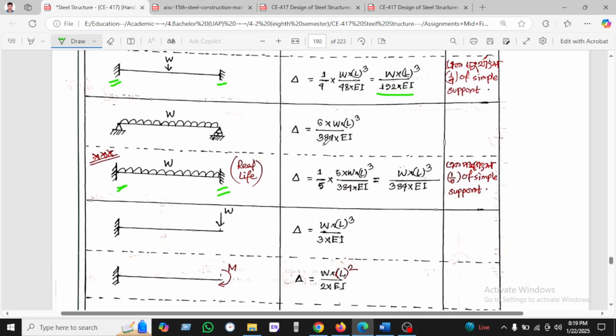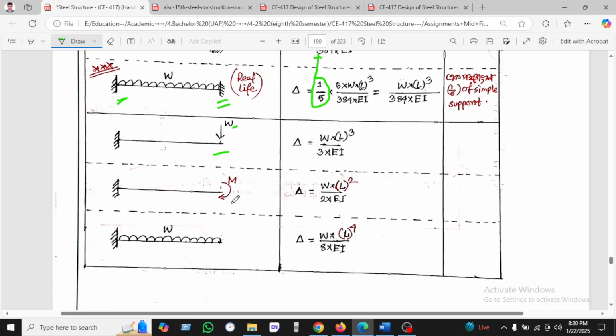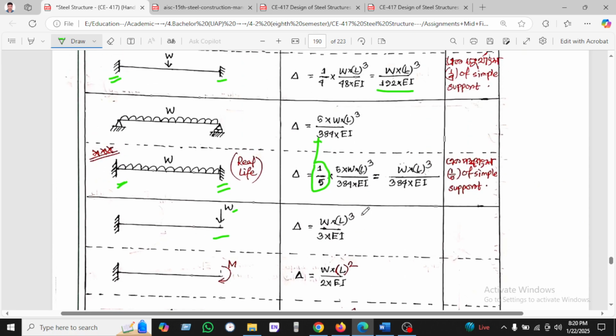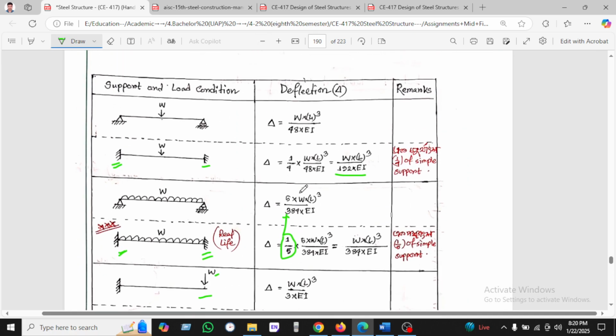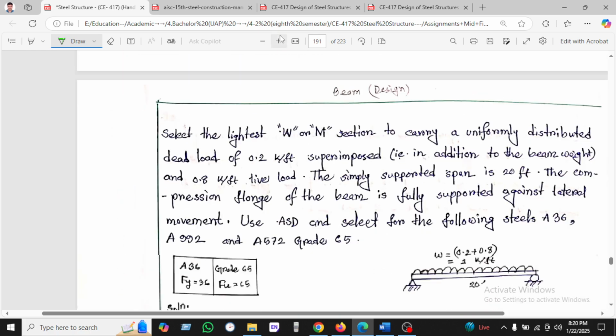If we use fixed supports at both ends, then we multiply by 1/5 with the previous, and it will be WL to the fourth over 384 EI. For a cantilever with a point load, it will be WL cubed over 3 EI. If we get a moment at the end, then it is ML squared over 2 EI, and for a UDL on a cantilever, it is W L to the fourth over 8 EI. If you memorize this chart, then you can solve problems very fast.